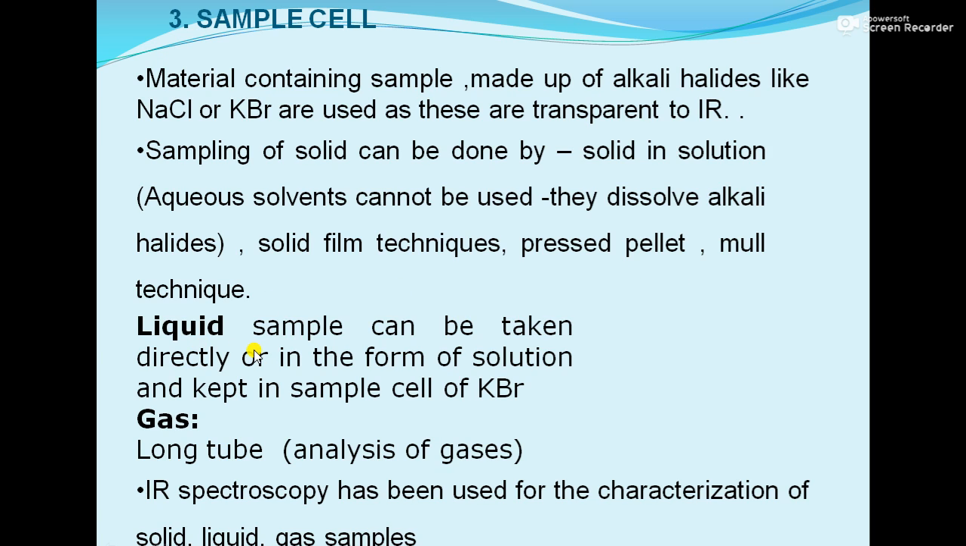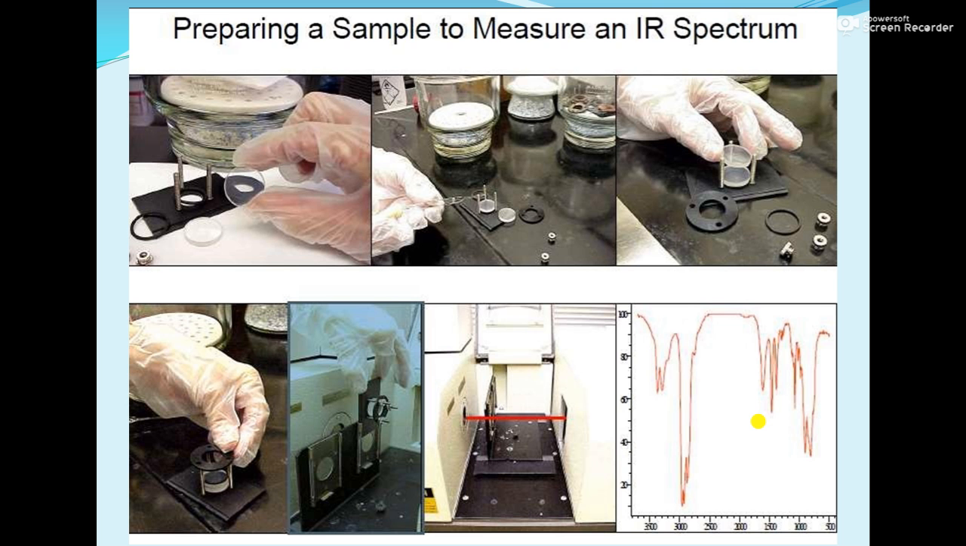Now how is the sampling of liquids done? Liquid samples can be sandwiched using sample cells of KBr, NaCl. And how can the sampling of gases be done? A sample cell made up of KBr and NaCl can be used for this purpose. And finally, IR spectroscopy is used for characterization of any solid, liquid, gas sample. These all three types can be detected with the help of this. Now these are the workings, how the plates and all the samples are made, and this is the IR spectrograph which is obtained.